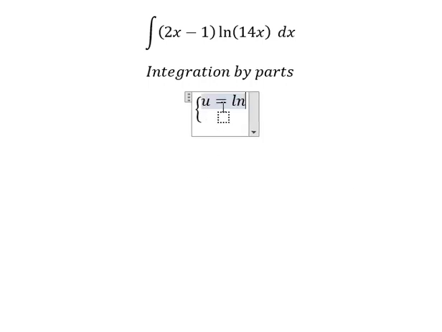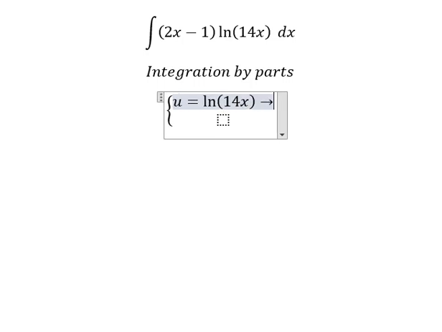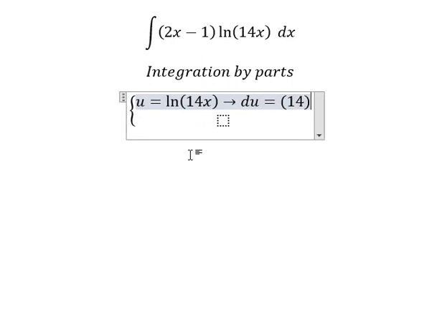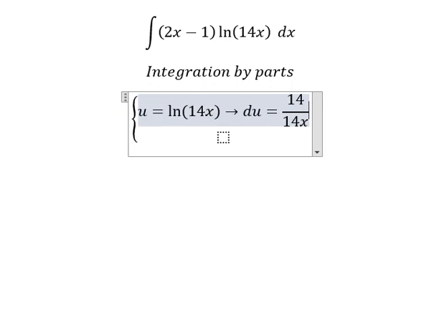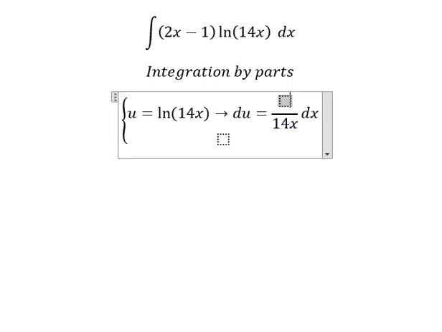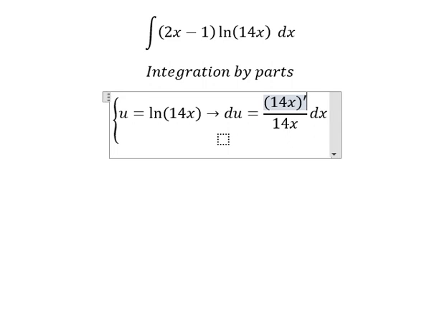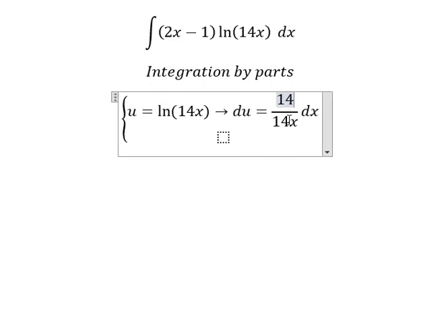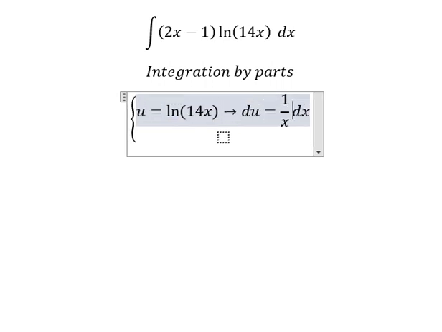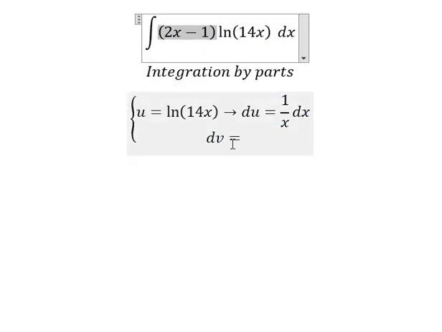u equals ln of 14x. After that, we need to take the first derivative of both sides, and we have it like this. Because we just take the first derivative of 14x, this is why we have 14 here. The 14 we simplify. dv is this one.